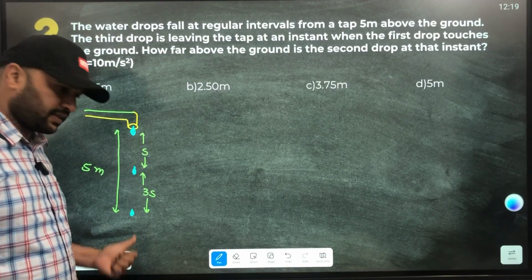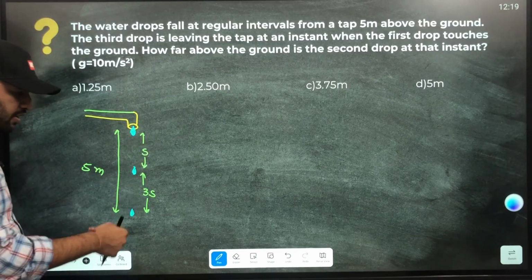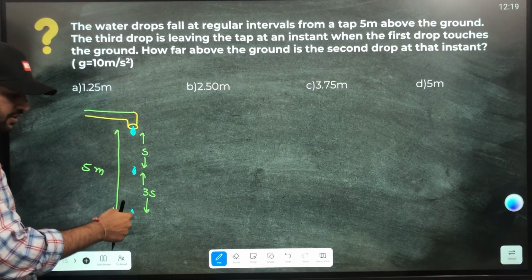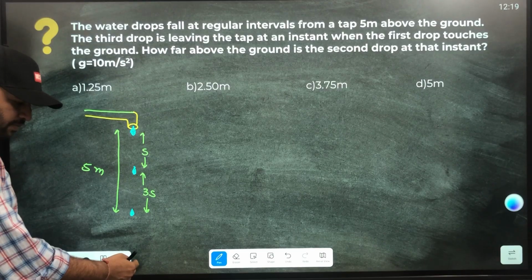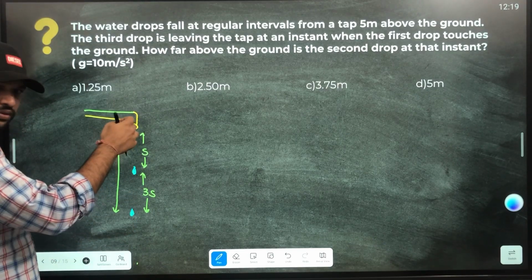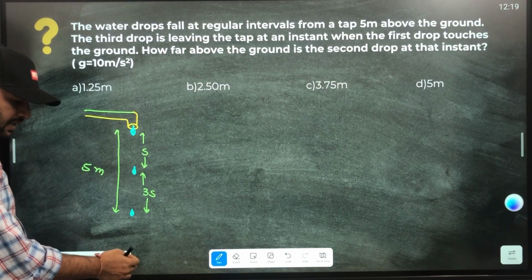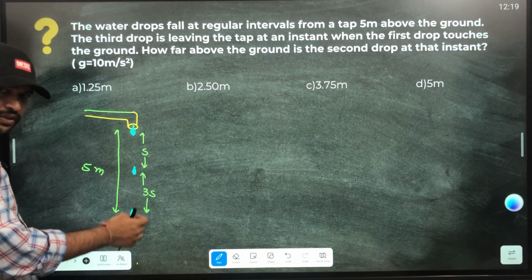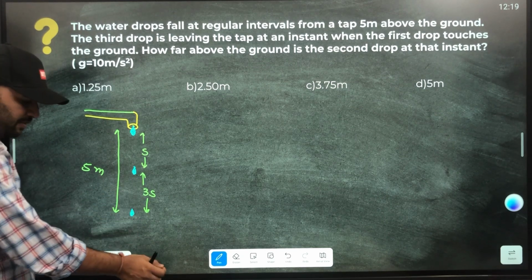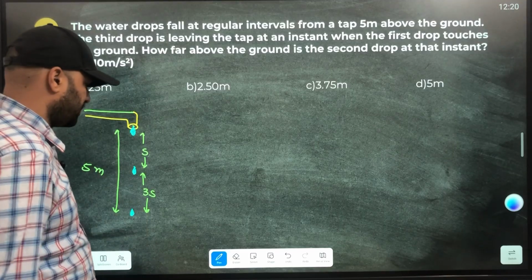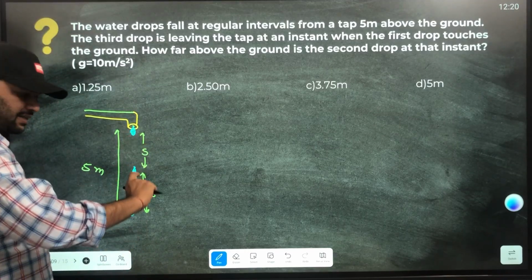Sir, what if instead of 3 drops, they were giving us 4 drops? Then the gap between the third and the second, you go in the opposite order. This is your third, this is your second, this is your first. So when there is one more drop, it will be first, second, third, fourth. So the gap between this one and the next one will be how much? If you remember the previous lecture, 5s. Great. So this gap is s, this gap is 3s.